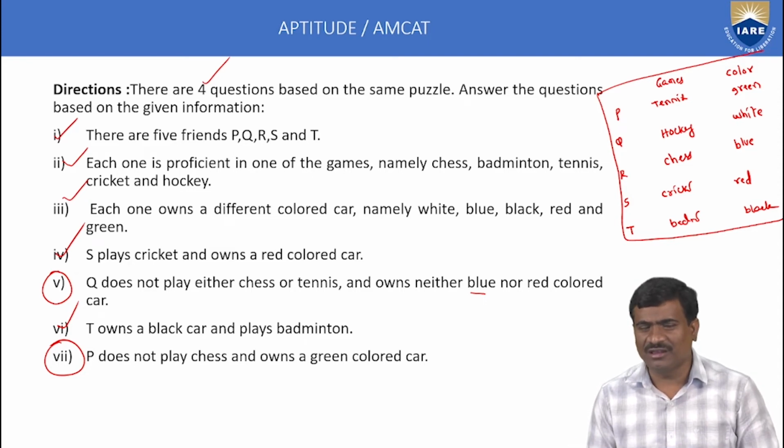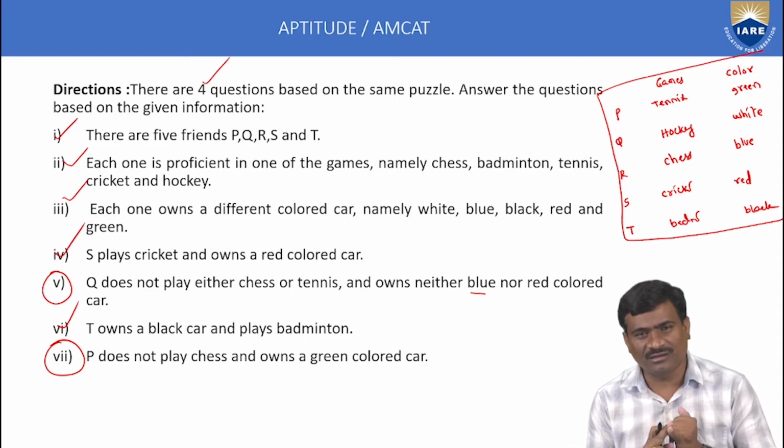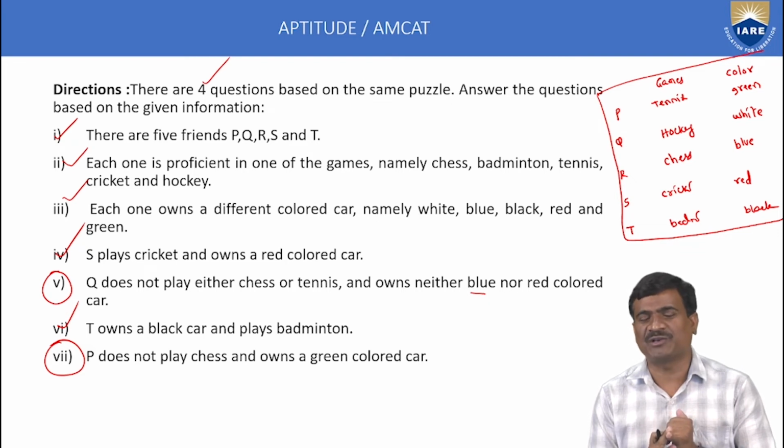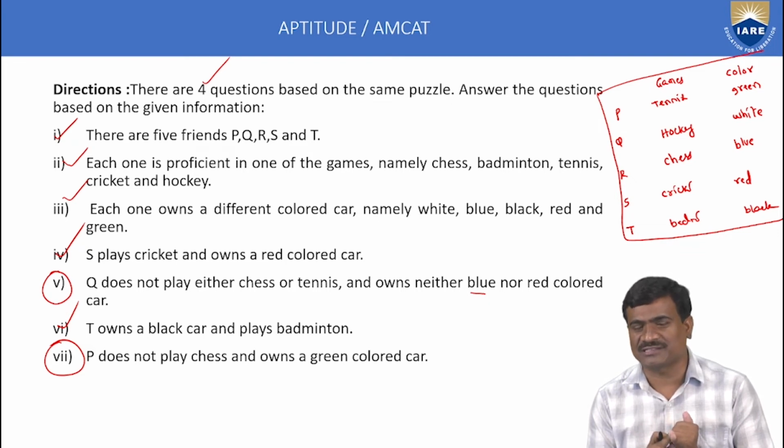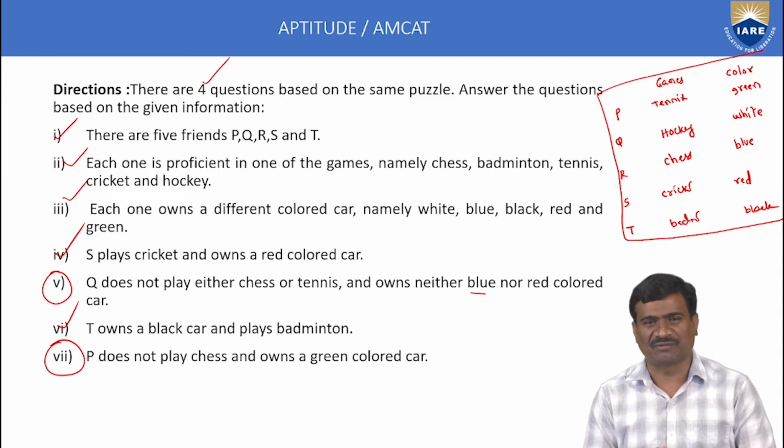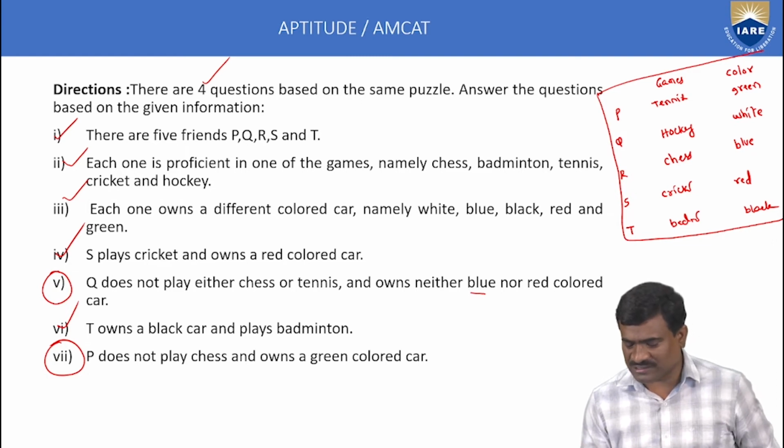Everything is given. First target: fill in the basic information. Next, check the conditional statements. That puzzle depends on only two kinds of conditions, basic and conditional information. In this puzzle the answer is: P tennis green, Q hockey white, R chess and blue, S cricket and red, T badminton and black.